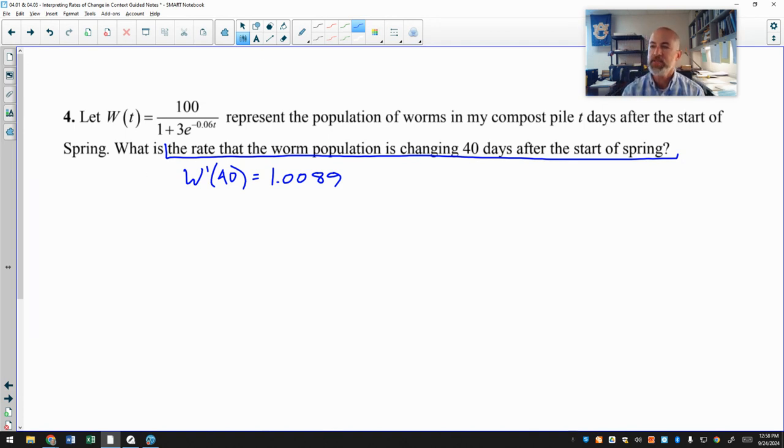The problem does not explicitly ask for units, but just for practice, let's talk about what the units would be. This would be worms, because W is worms, so that's my vertical axis, my dependent variable, worms per, and t is in days. So worms per day. So I'm only getting one worm per day, which is really weak. I need a lot more worms than that in my compost.